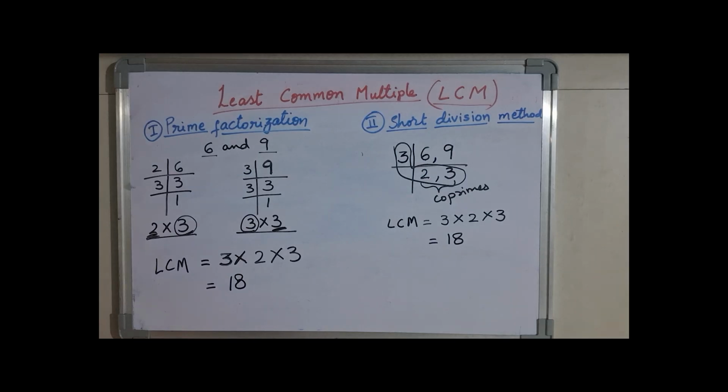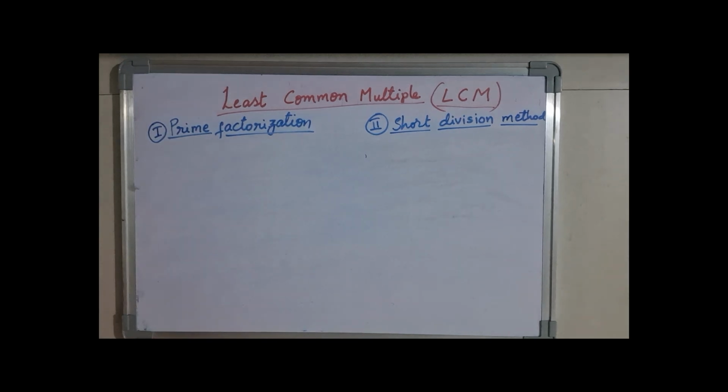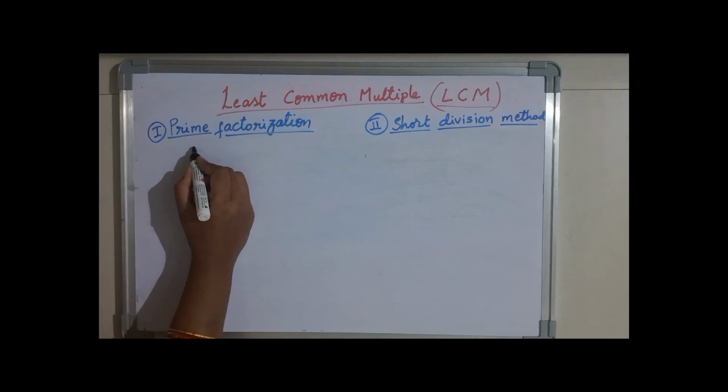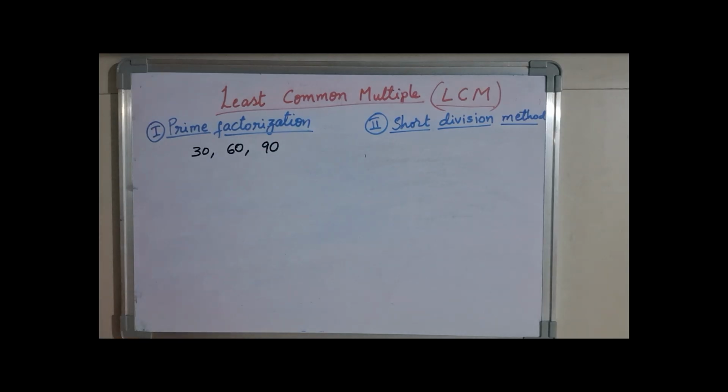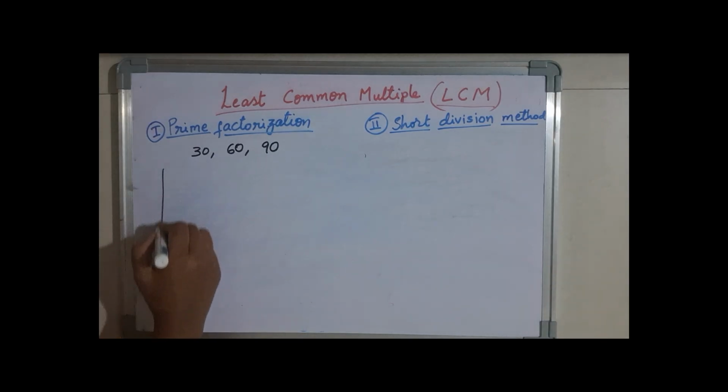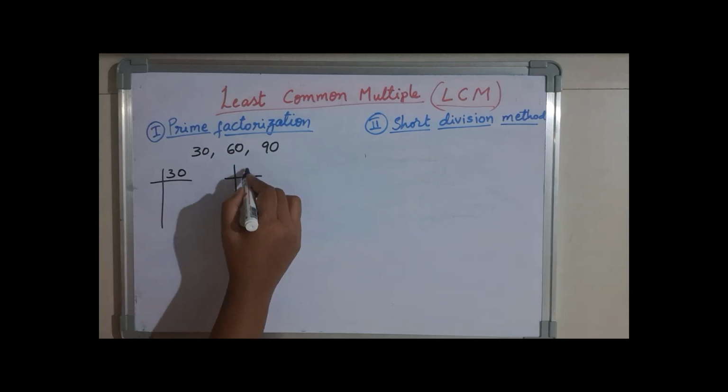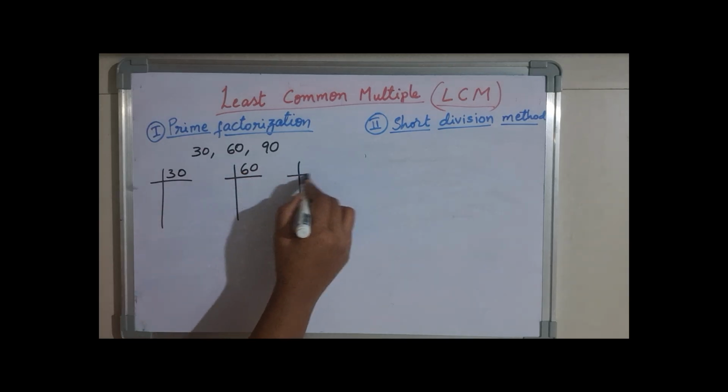Okay children, we'll see some more examples of finding LCM. Now let us take 3 numbers, children. Let us find the LCM of 30, 60 and 90. If you do the prime factorization of these 3 numbers, what will we get? Let us see.